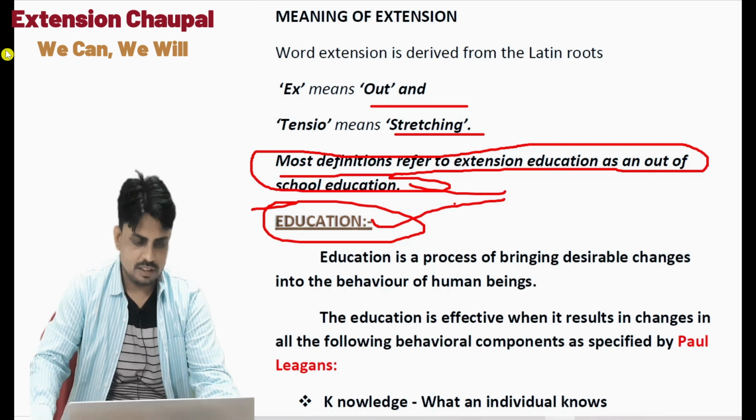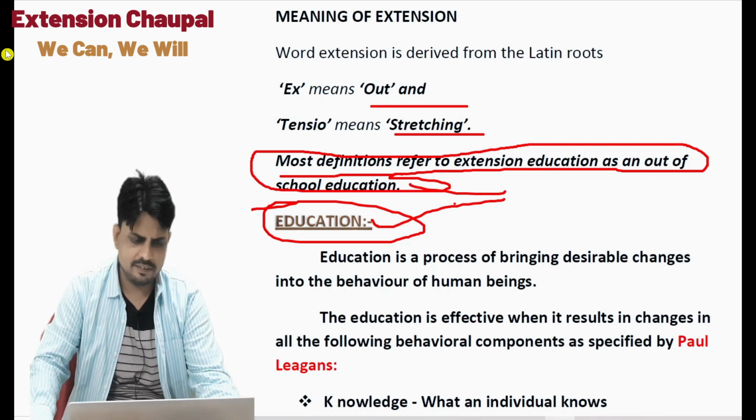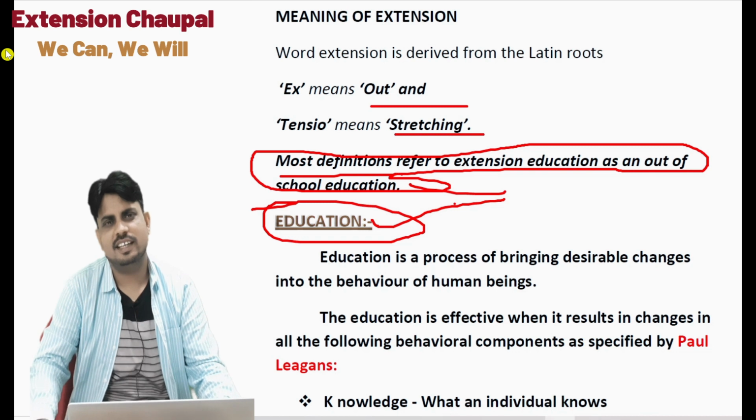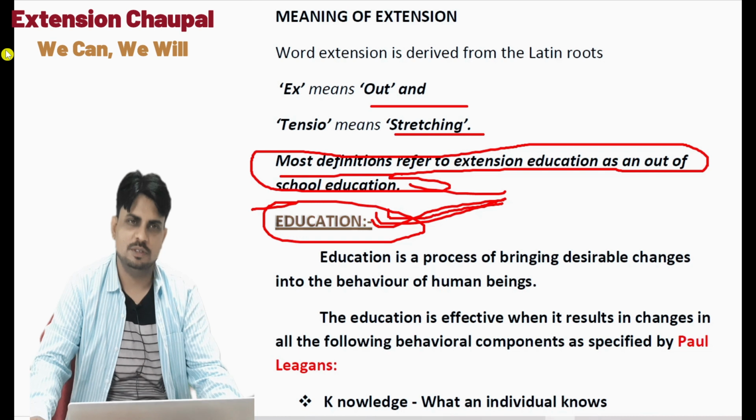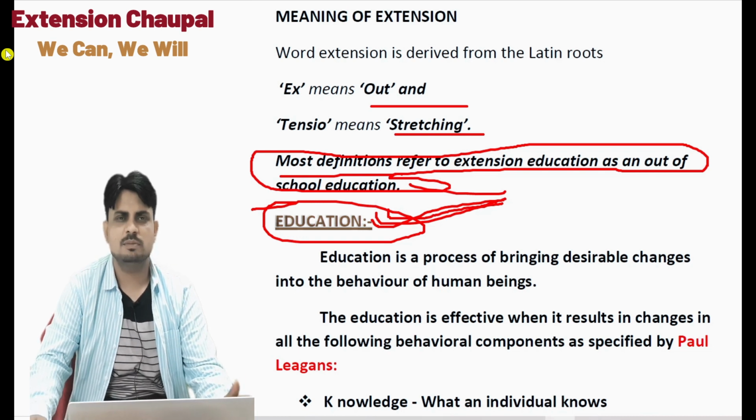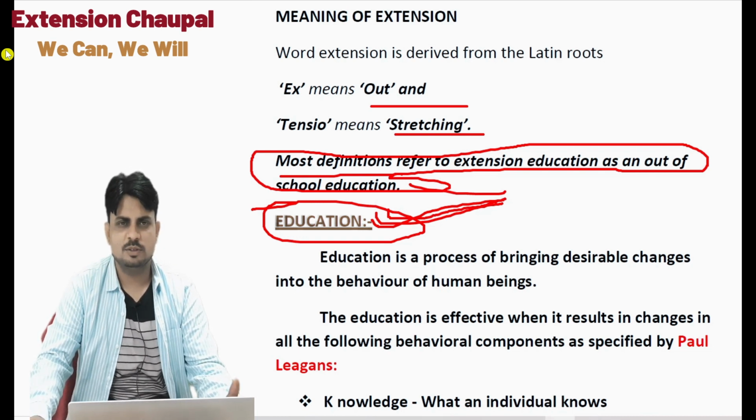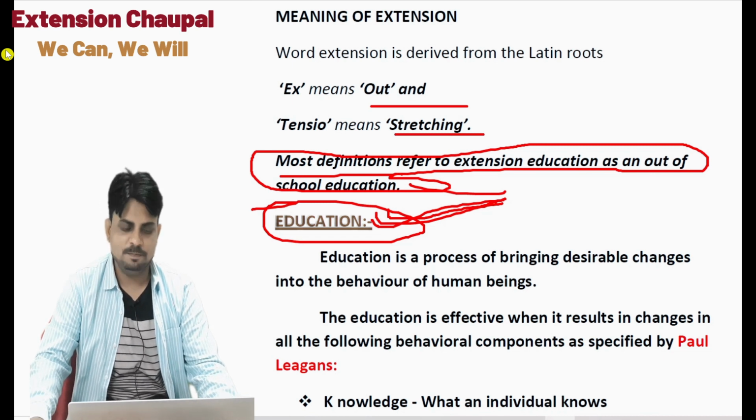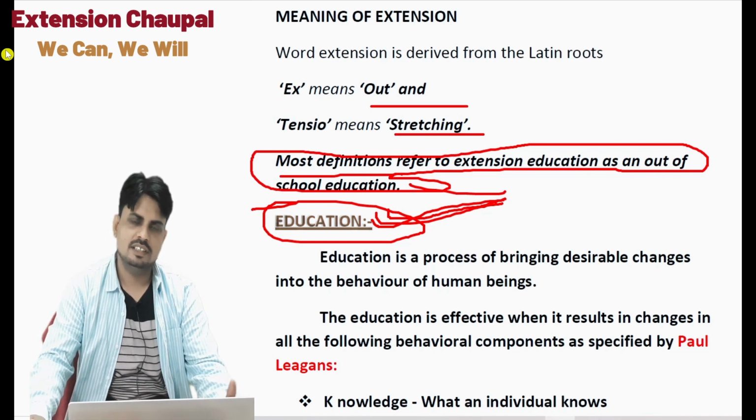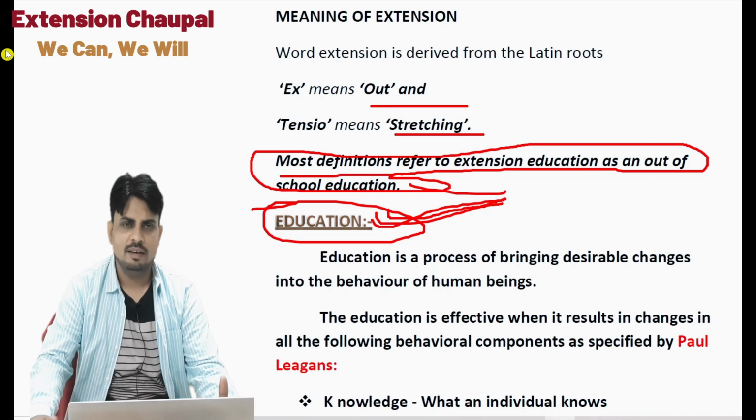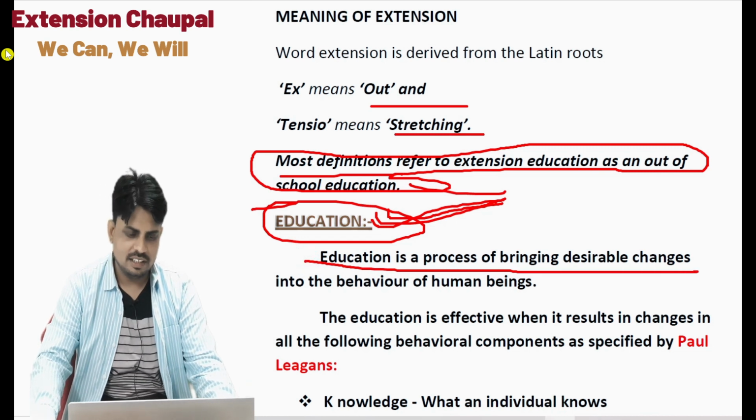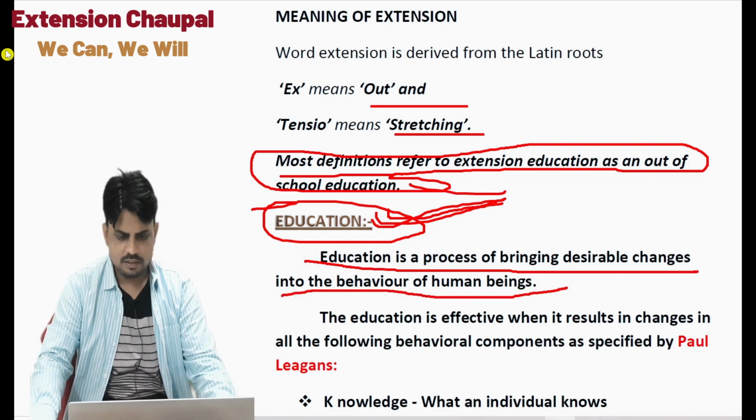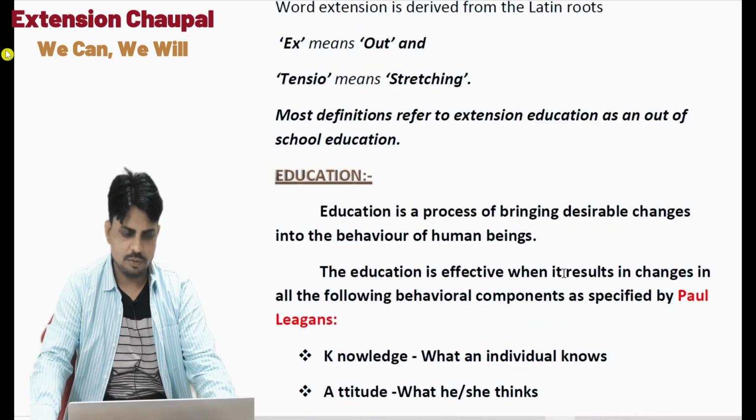Now coming to the next topic, education. It is a very well-known word and we generally use it in our daily lives, but sometimes we are not aware of the actual meaning of education. What is the meaning of education? It is most important for us, and being agriculturists you should be aware of this particular term. Education is all about bringing desirable changes in our behavior. Simply, education is a process of bringing desirable changes into the behavior of human beings.